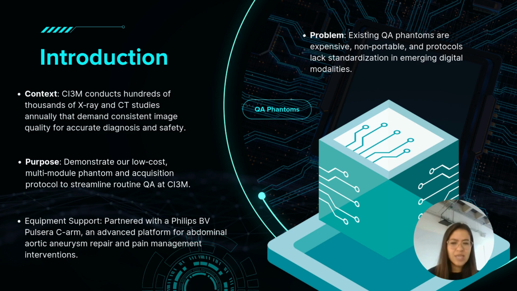learning partner station. We use the Philips BV Pulsera C-arm, a device used for aneurysm surgeries and pain management. It has features like pulse mode for better contrast, a rotating anode for long procedures, a rear wheel for easy transporting, and advanced settings for top performance. Together, these tools improve our quality process and meet operating room needs.